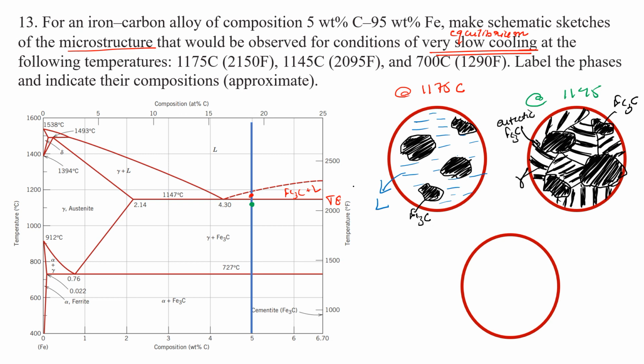Great. So the third condition is 700 degrees centigrade, this point here. So we should be having alpha plus Fe3C. We'll be having the same morphology, but the gamma will have converted to alpha.